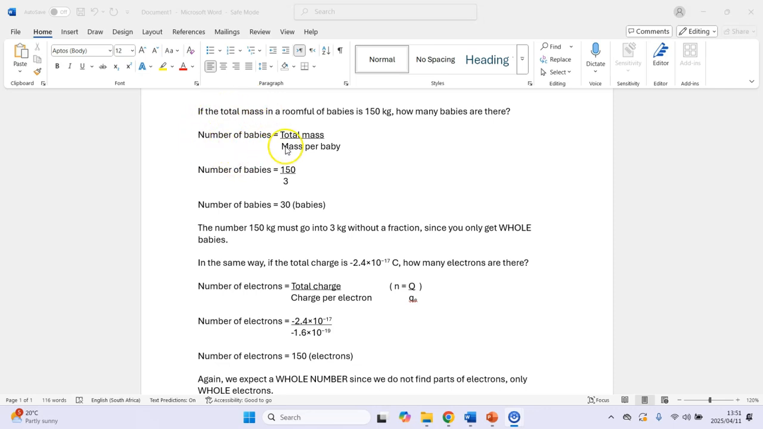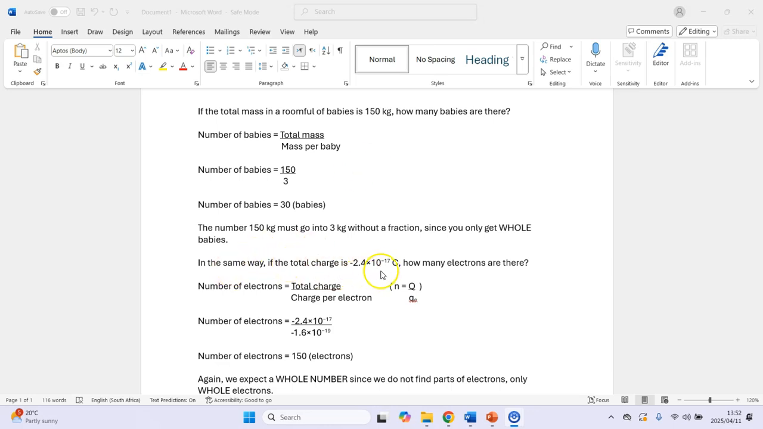So the number of babies is equal to the total mass divided by the mass per baby, which is 150 divided by 3. Now remember that the 150 is measured in kilograms and the 3 is measured in kilograms. So the kilograms cancel each other out. So when we work out the number of babies to be 30, it's just a whole number. There is no unit of measurement. It represents the total number of babies in the room based on the 150 kilograms that all these babies total in mass.